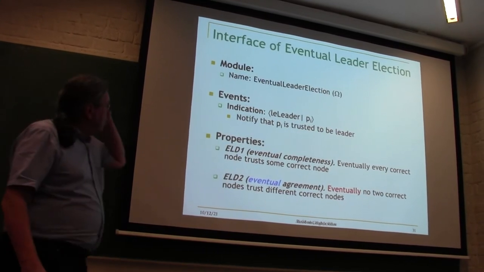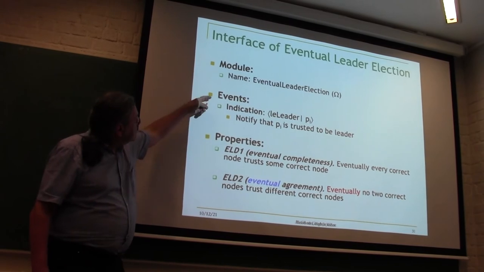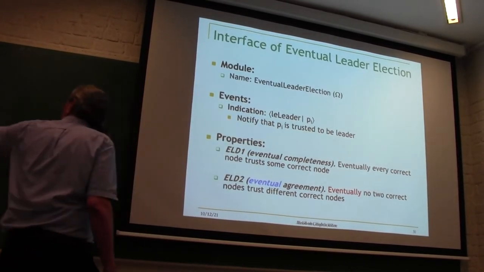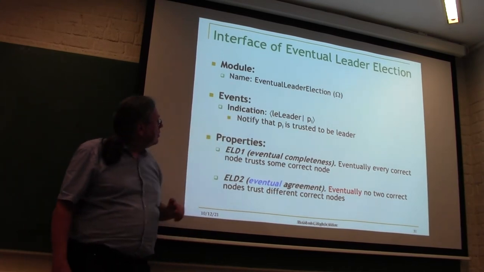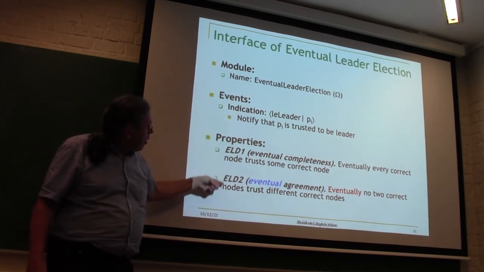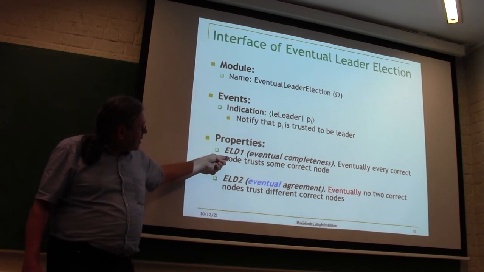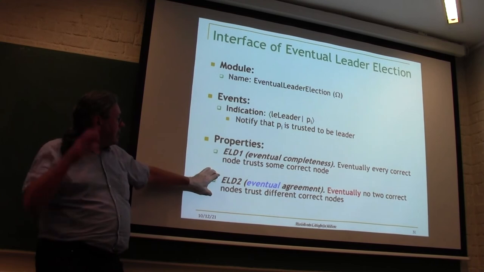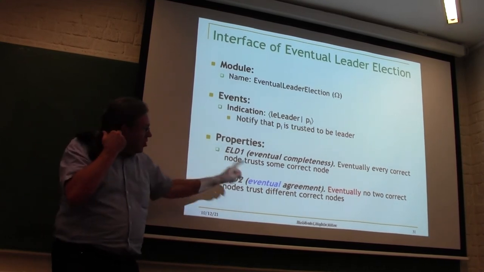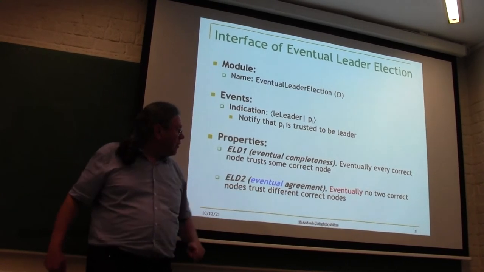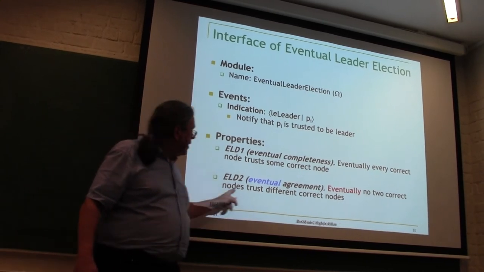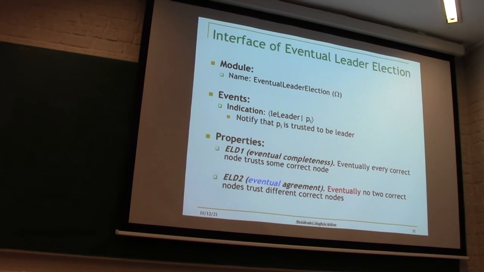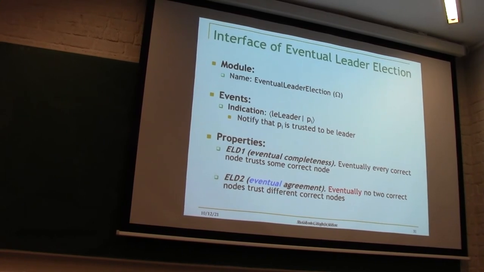So this is the specification now. Again, you have one message coming out. This is the leader. And you have these two properties. Eventually, every correct node trusts some correct node. That means every node picks a leader. And the second one, eventually, no two correct nodes trust different correct nodes. But in the beginning, they're allowed to, because we have eventually there.